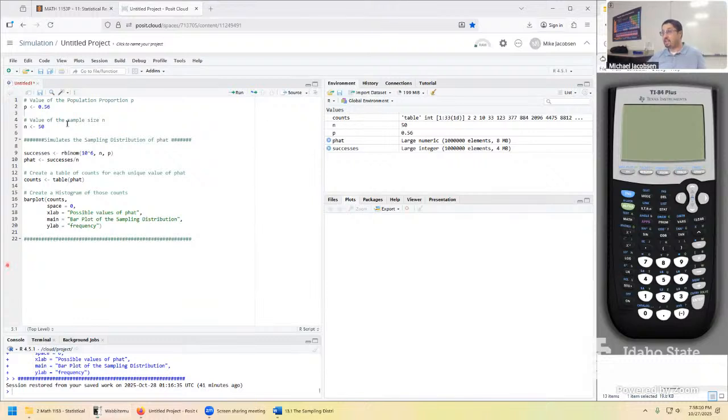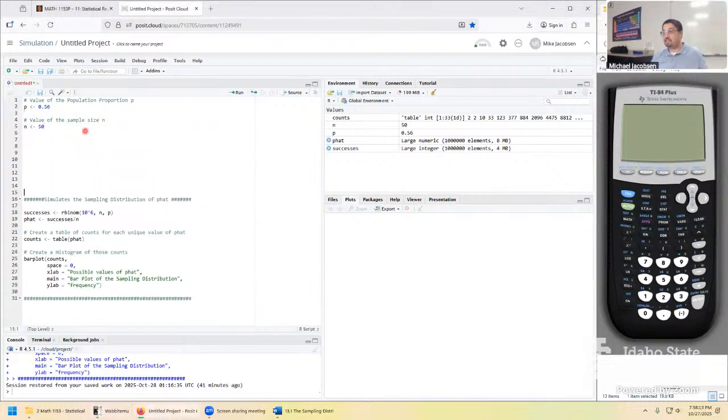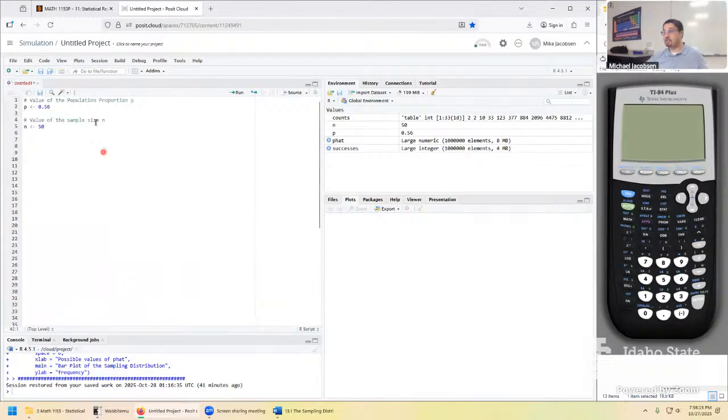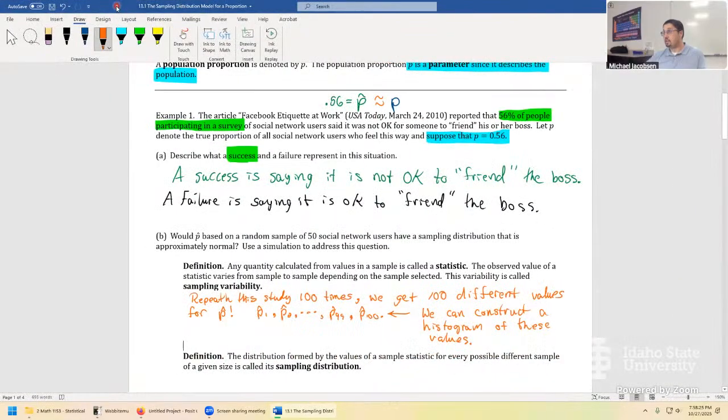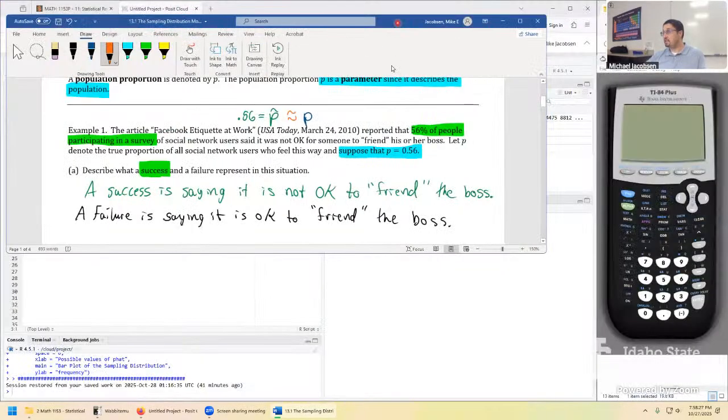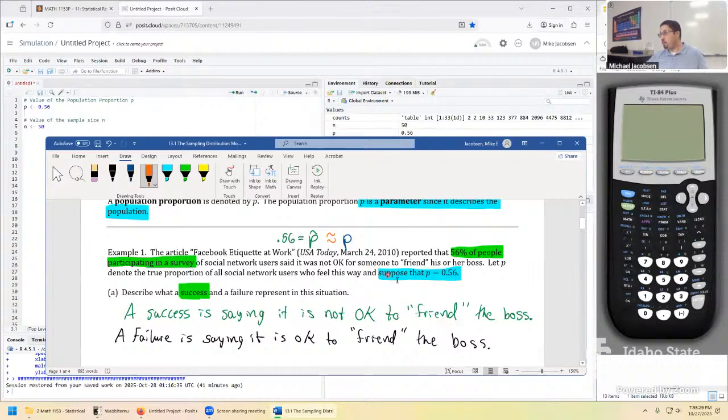Let me show you line by line just what we're doing here. Let's hide that stuff for the moment. So we have the value of the population proportion p. I'm going to state p as 0.56. And that comes from the problem here in 13.1. Let me minimize this just a little bit. We're in 13.1, we said, suppose p is 0.56. So we made that assumption right here. So that's the population proportion p.